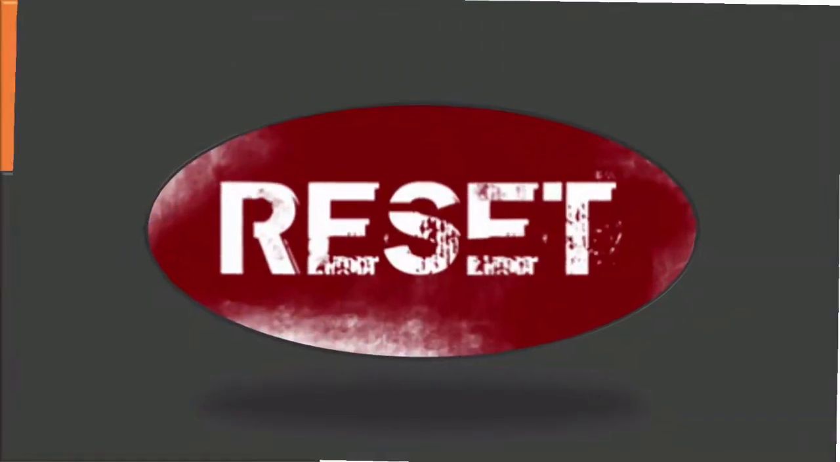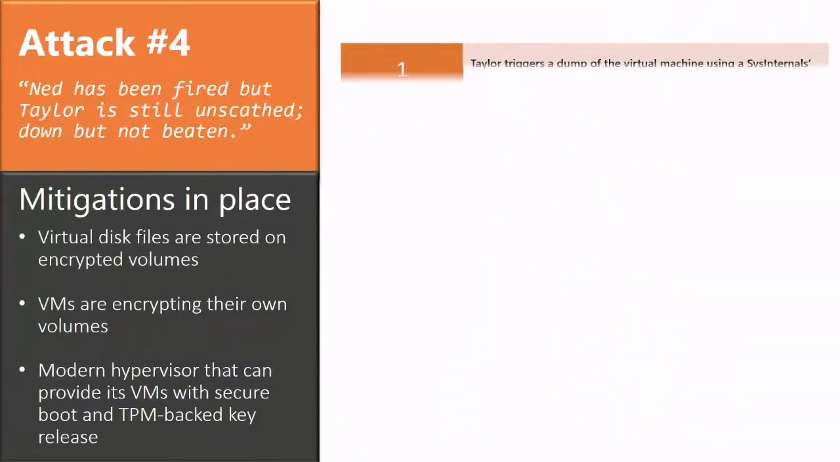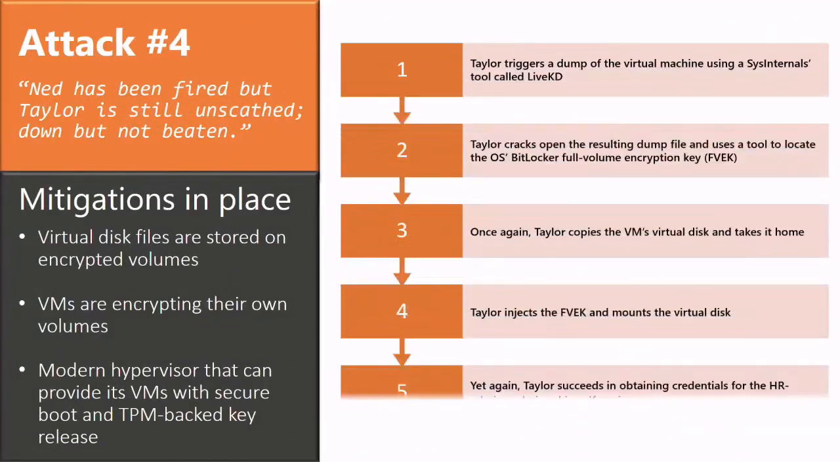So let's reset and imagine that we've got this list of mitigations in place. So the virtual disk files are stored on encrypted volumes. The VMs are encrypting their own volumes using a boot passphrase. And the modern hypervisor that can provide its VMs with secure boot and TPM-backed key release is now in place. Do we need boot passphrases anymore? We'll see in a second.